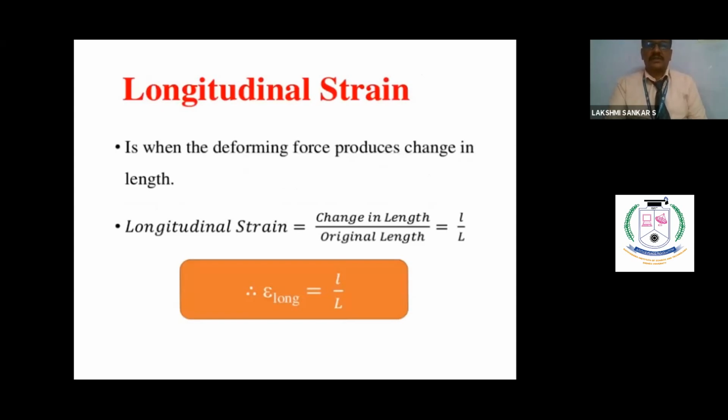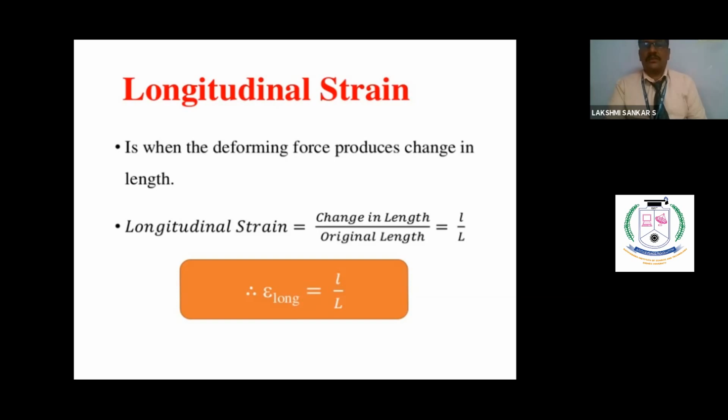Similarly, the strain is the change in length divided by original length. For example, you take a member and apply load. It extends. What is the extension? That is small l. The original length is capital L. The l divided by L is the strain. That is called the longitudinal strain. It doesn't have any unit because the numerator is in meters and the denominator is in meters.